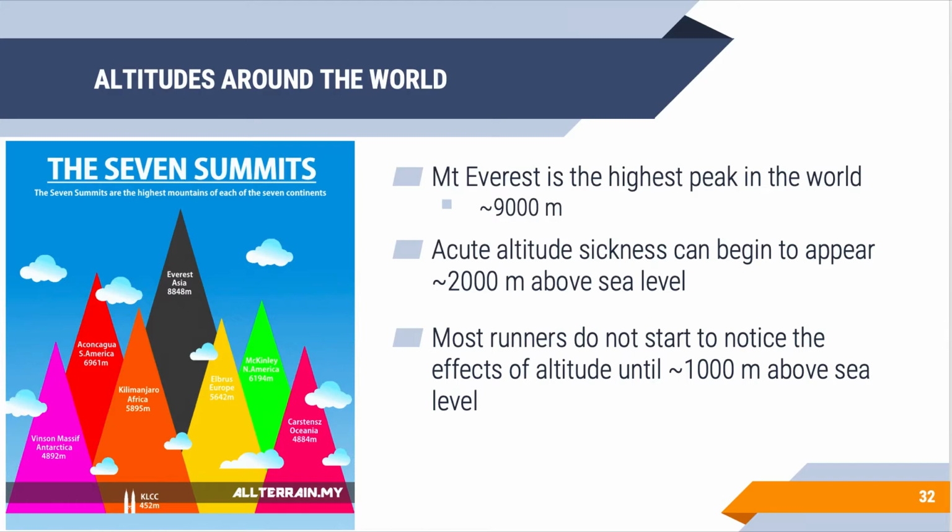So just quickly, a little bit of fun facts, altitudes around the world. So we know Mount Everest is the highest peak in the world. It's about 9,000 meters above sea level. Acute altitude sickness can begin to appear about 2,000 meters above sea level. And there's evidence out there that suggests that most runners do not start to notice the effects of altitude until about 1,000 meters above sea level. So you can only imagine how dramatic the effects of Mount Everest would be for anyone trying to exercise, let alone summit the mountain.